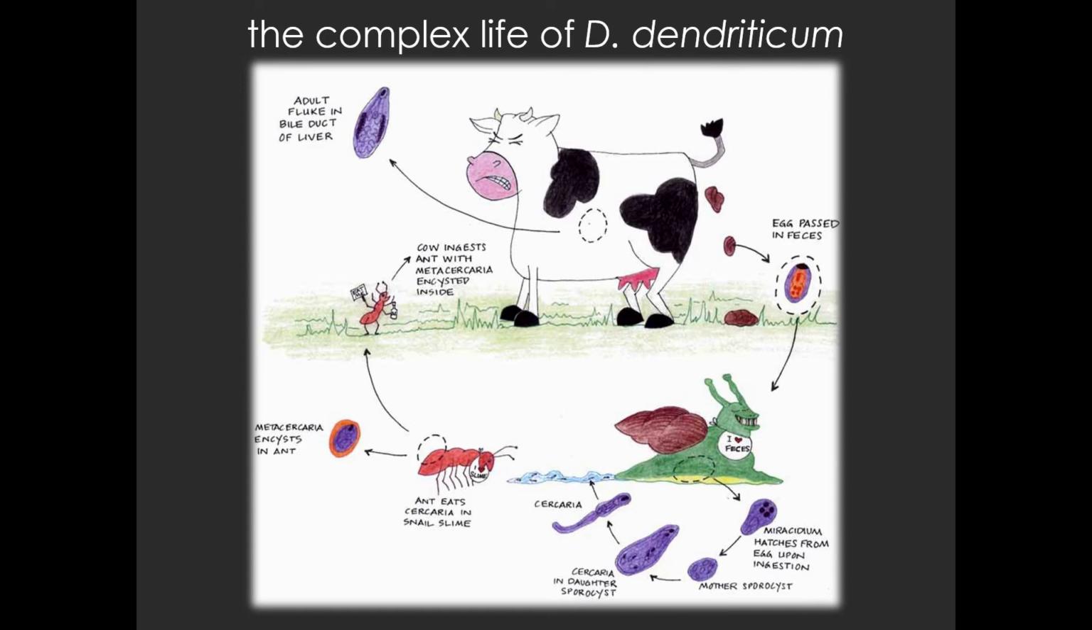So once that metacercaria gets inside of the cow, it hatches, it grows into an adult, which undergoes sexual reproduction and produces those eggs in the cow. So for those of you who were curious, the cow is the definitive host of Dicrocoelium dendriticum because the cow is where sexual reproduction occurs.